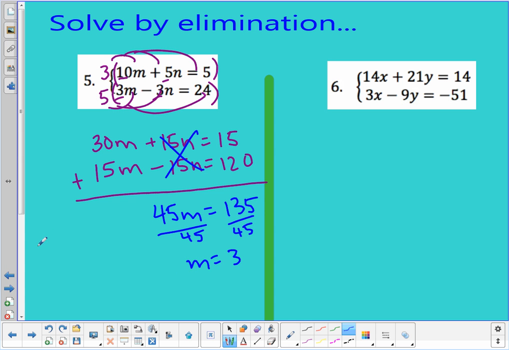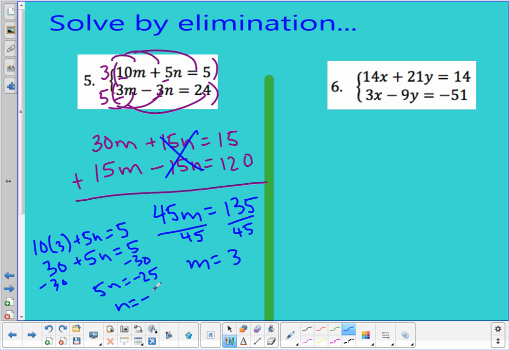Plugging that back into one of the originals, I have 10 times 3 plus 5n equals 5. That's 30 plus 5n equals 5. Subtract your 30. You have 5n equals negative 25, and dividing gives me n equals negative 5. So we go in alphabetical order when we write these, so my solution is going to look like 3, negative 5.